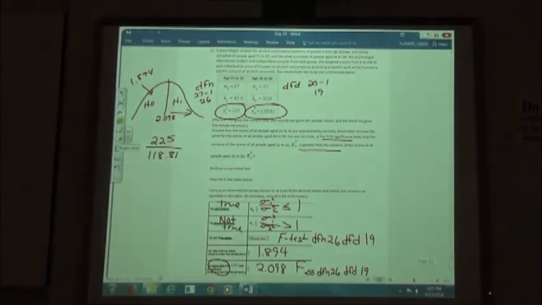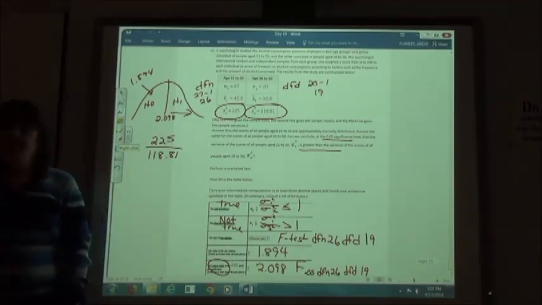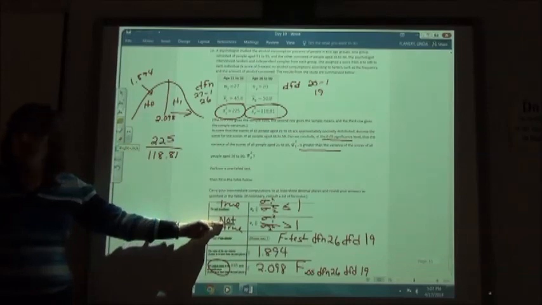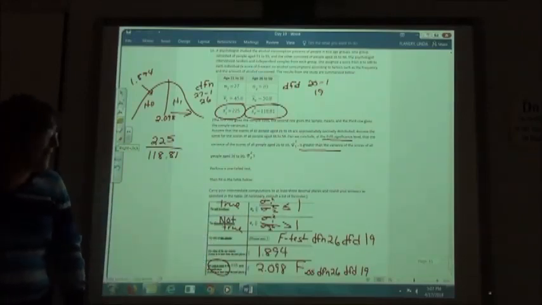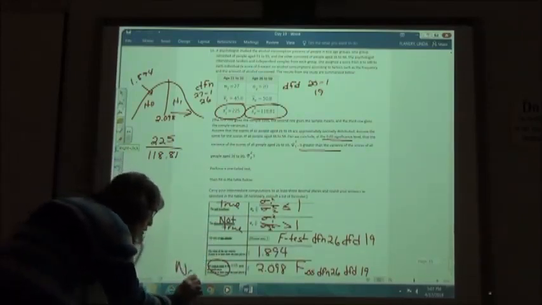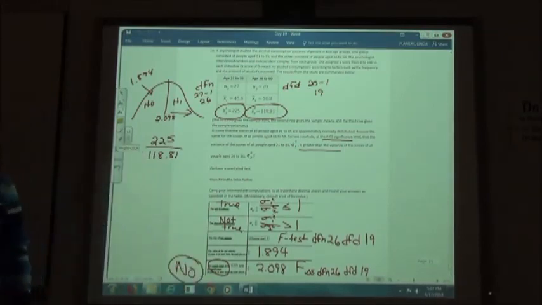Again, I cut off the bottom, but you have your paper. Can we conclude that the variance for the 21 to 35-year-olds is greater than the variance from the 36 to 50-year-olds? Can we conclude it's greater? No, because that's the not true section, right? The greater was not true, so no is the answer to the bottom question that you can't see.